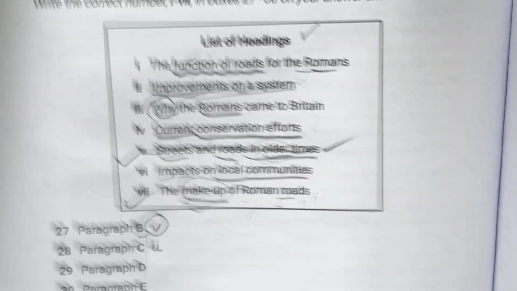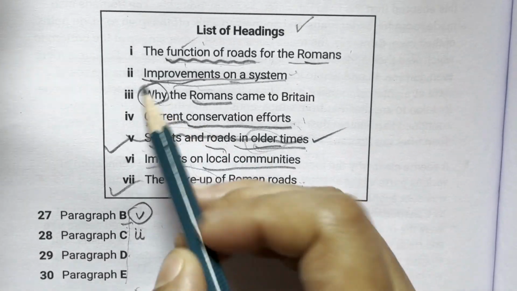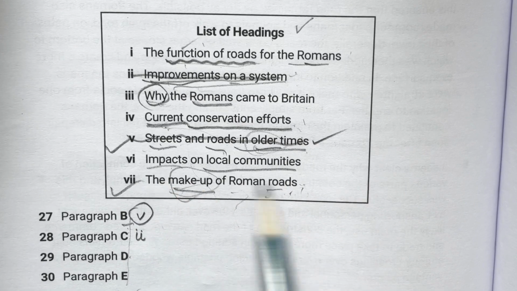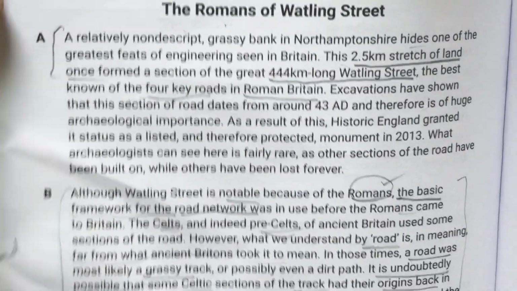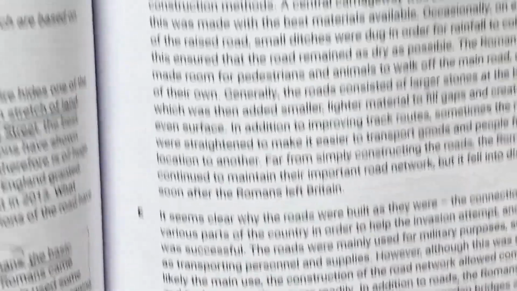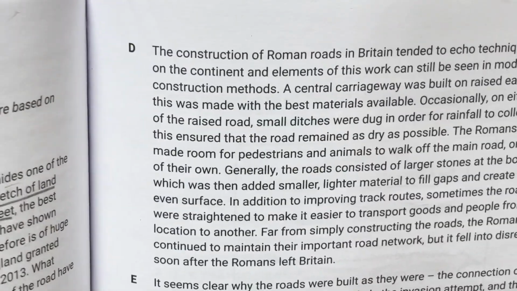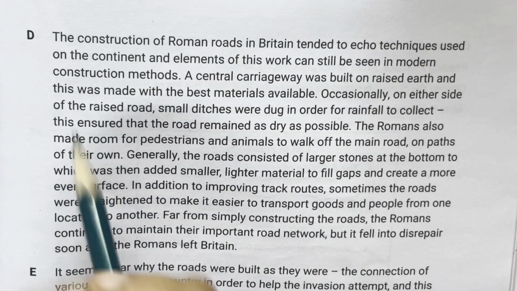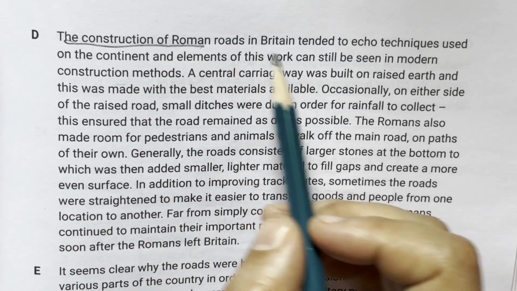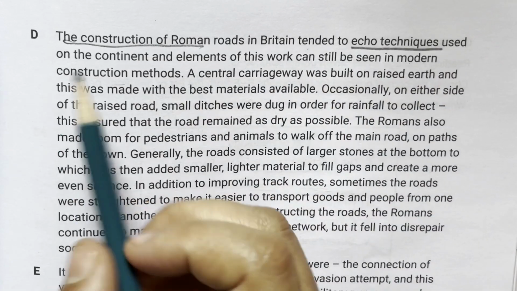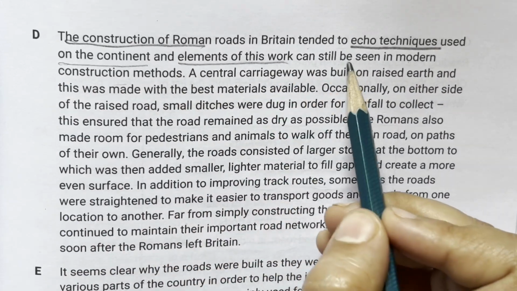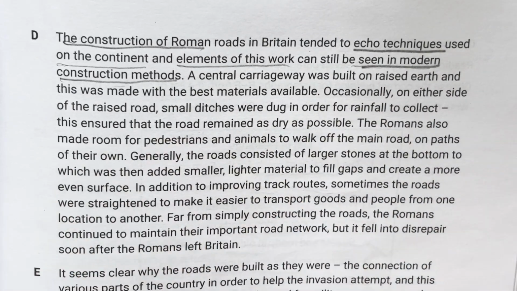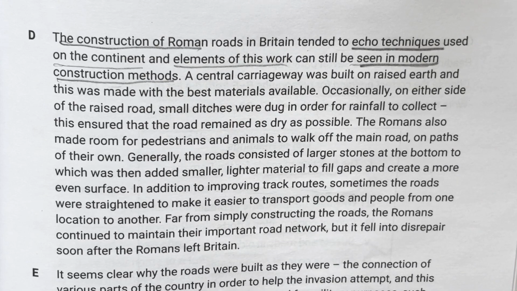Now come to para D. So para D, we are left with function of roads, why they came to Britain, current conservation efforts, impact on local communities, makeup of Roman roads. Okay, this is para D. Right, is it visible properly? Yes. Okay. "The construction of roads tended to echo techniques used on the continent, and elements of this work can still be seen in the modern construction methods." Okay, again, modern construction methods, not conservation methods. So it's definitely not the conservation one.